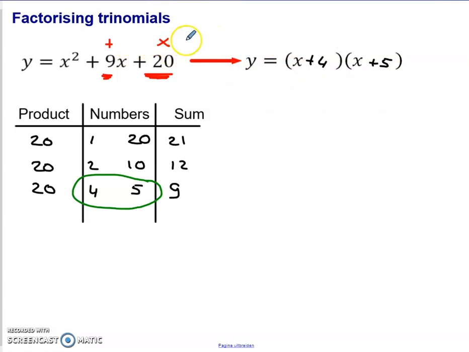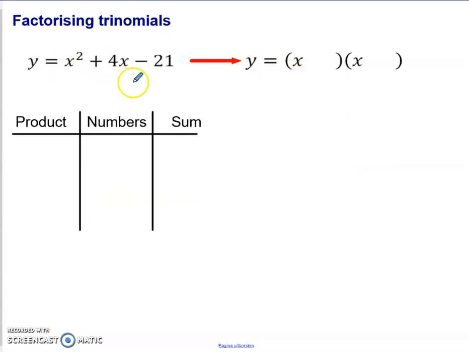So never say the last number is the product, because it's not always at the end of your trinomial. You can sometimes see the same trinomial, but then written down like this. Plus 20 plus 9x. So you have to make sure this is still the product. This is the number without a variable. So this is product, and the number with the variable is always the sum.